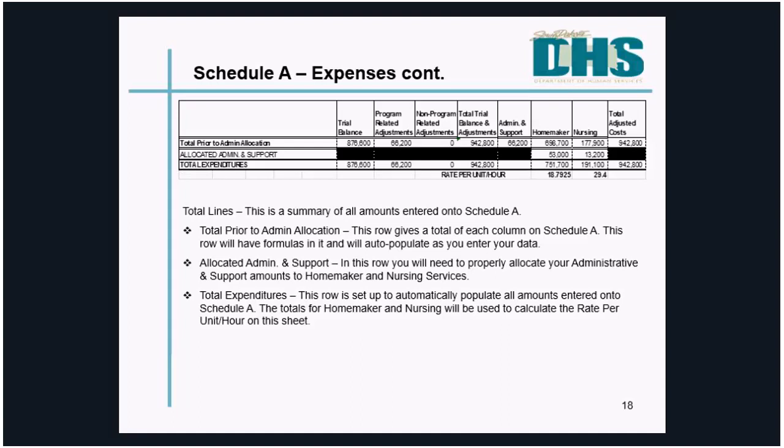Our recommendation is to use your total homemaker and nursing to overall total, those totals prior to the admin allocation, and determine what percentage of each, and then that would determine your admin and support. And so in this instance, we took the $66,200 and allocated $53,000 to homemaker, $13,200 to nursing, and then the bottom line will be your total expenditures. And then you'll see a rate per unit hour. Again, that's a formula for us to use, but it also helps you identify as a provider what your rate per unit hour is.